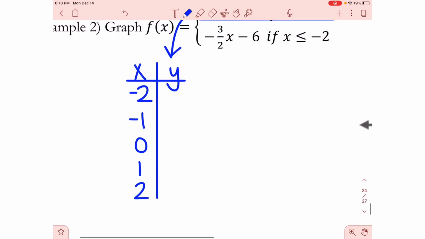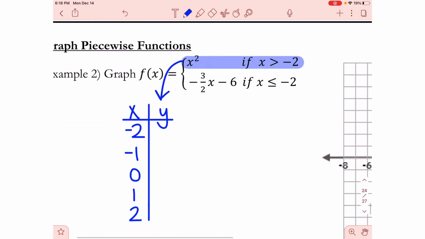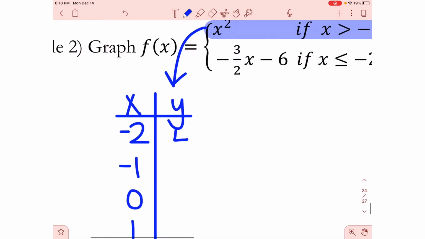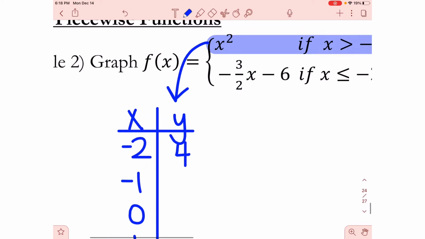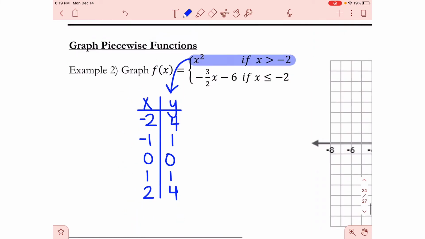because I know that this is a squared function, so it's a quadratic. It's a nice U shape. So I'm going to do my quick points actually. So my quick points, plugging into x squared, -2 squared is 4, 1, 0, 1, and 4. I did that quick, but all I did was just square all my x values.